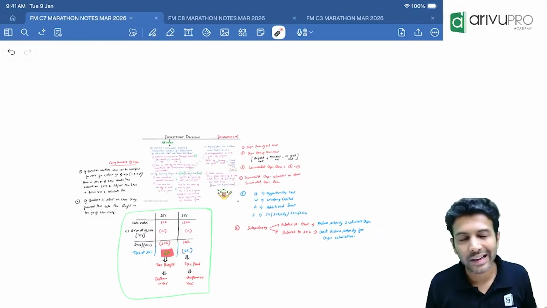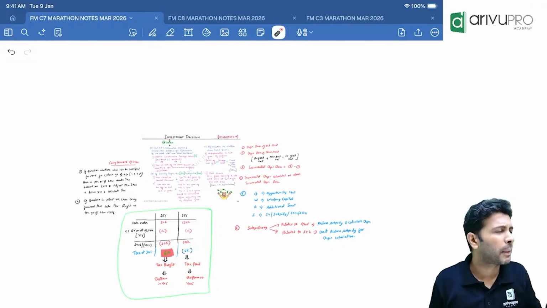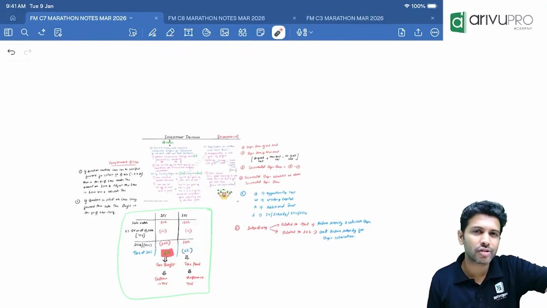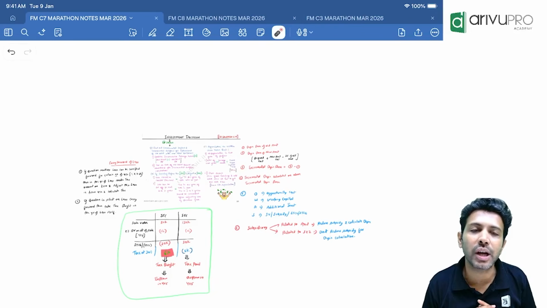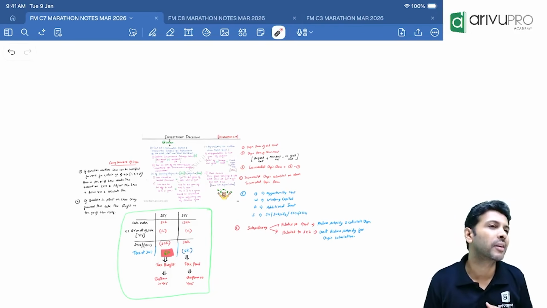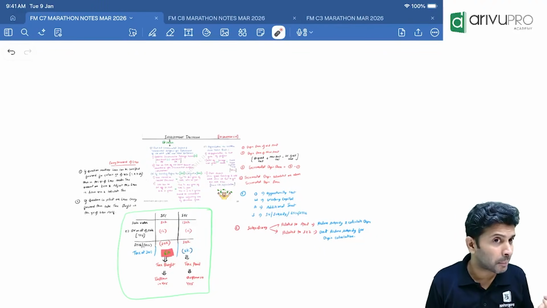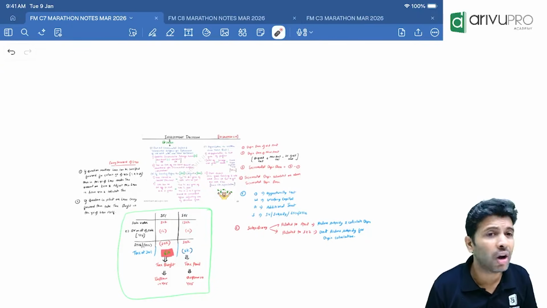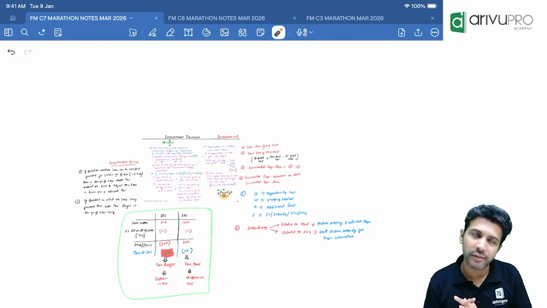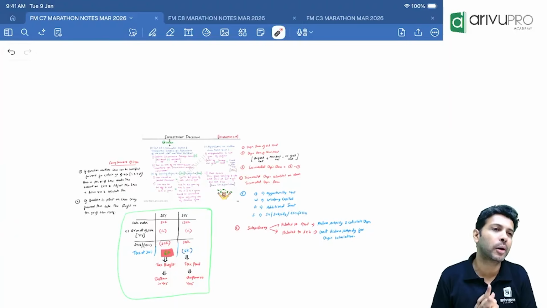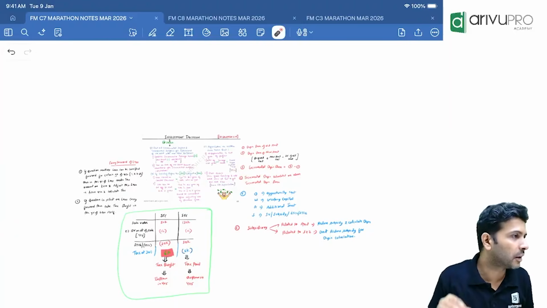Under non-discounting technique, we have payback period. Payback period simply means in how many months or in how many years we will recover our initial investment. You will directly apply the formula or check whether annual cash inflow is the same or not. If annual cash inflow every year is the same, payback period is simply given by the formula initial investment divided by annual cash inflow.